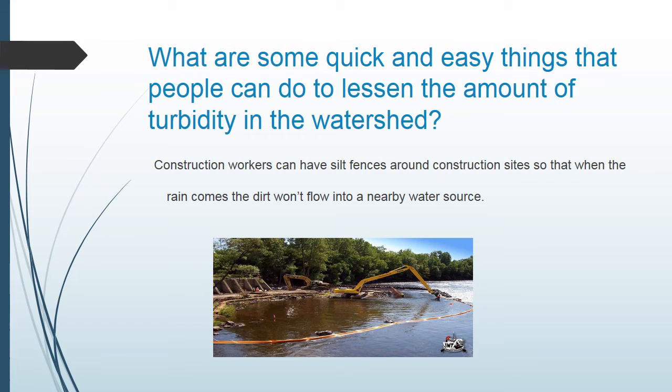So as you can see, there is a construction site along the side of the shore, and they didn't put up any silt fences, and so now you can see the water is brown and murky, which will eventually flow into a good water source.